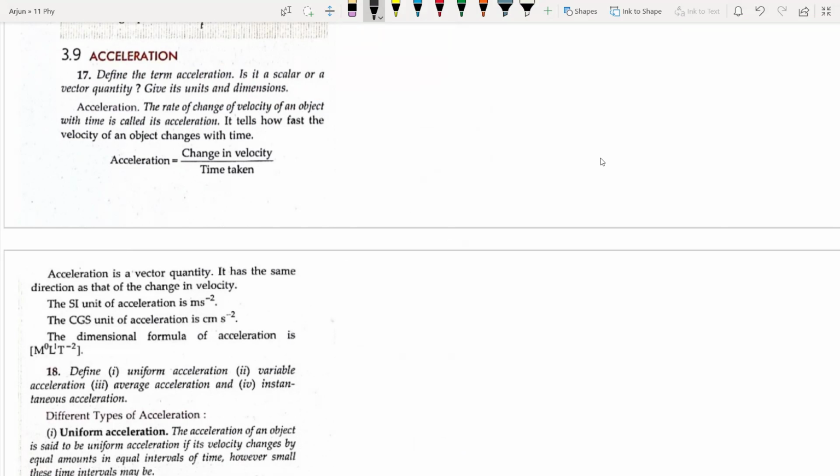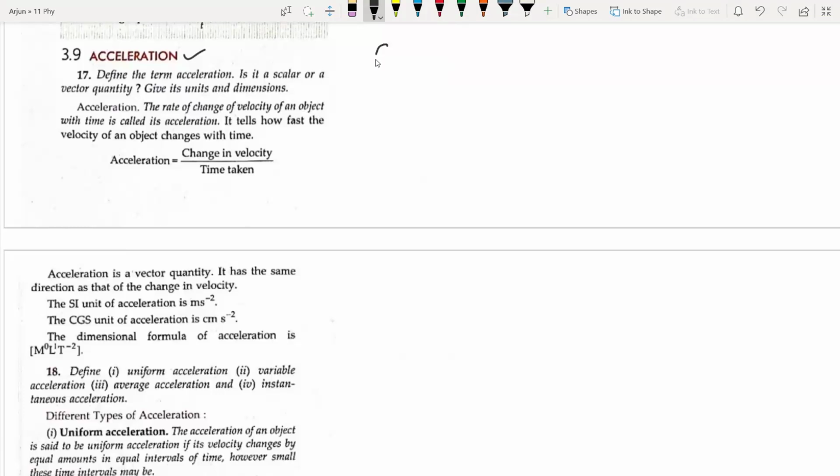In those two lectures, we have completed a few concepts, and in this lecture, you are going to learn two major concepts from the chapter Motion in a Straight Line. The first concept is related to acceleration and types of acceleration. The second one is deriving the equations of motion. Okay, first let us try to understand what is meant by acceleration.